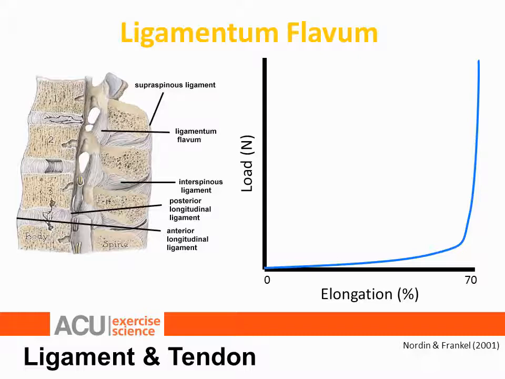There's a lot more elastin in the ligamentum flavum. So instead of acting like collagen, which is like rope, it acts more like an elastic band. You can see a lot of elongation for a little bit of load, and then very quickly it will develop into that plastic region and damage will occur.